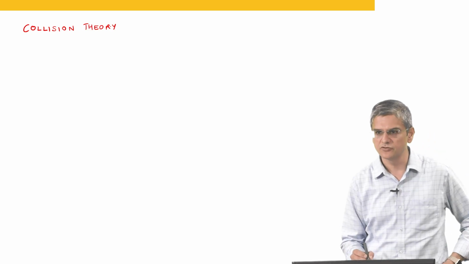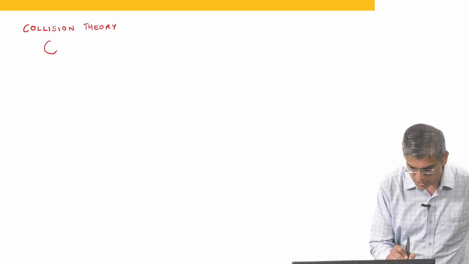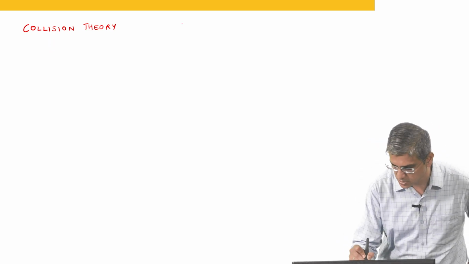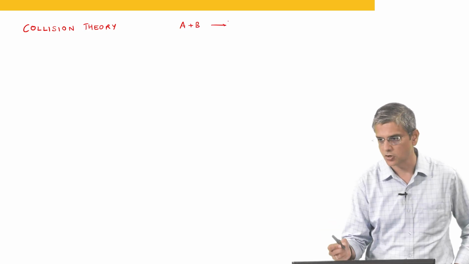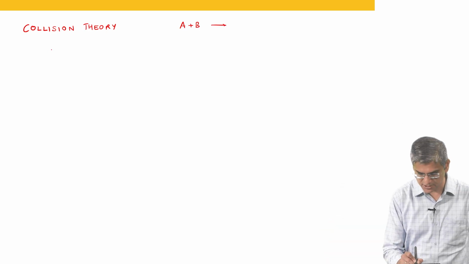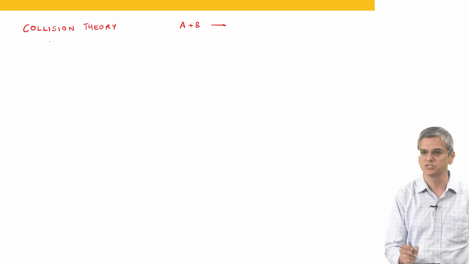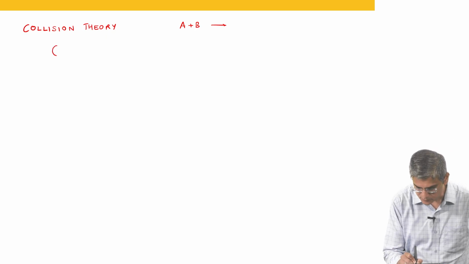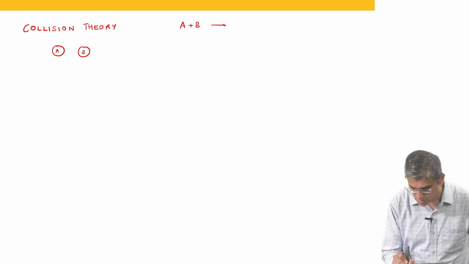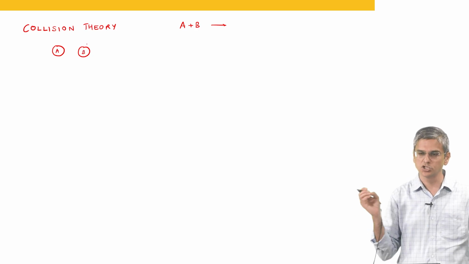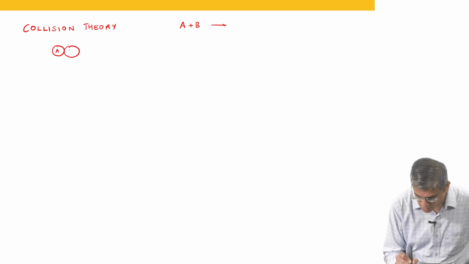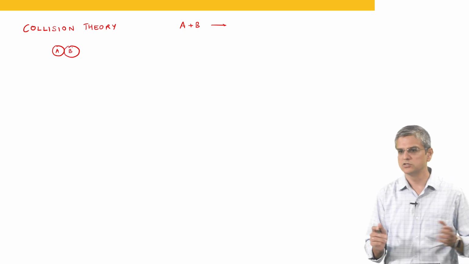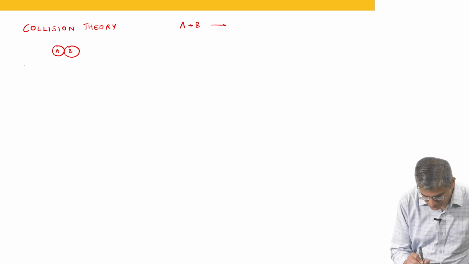Okay, the idea of collision theory is basically, let us say we have a reaction, let us talk about the reaction A plus B going to products. In the reaction A plus B going to product, the idea in collision theory is that the molecules of A and B, which are undergoing Brownian motion, will collide. Okay, at some point they will collide with each other.